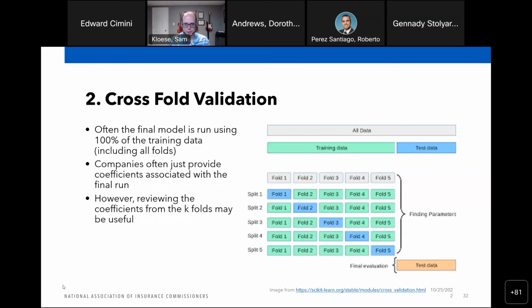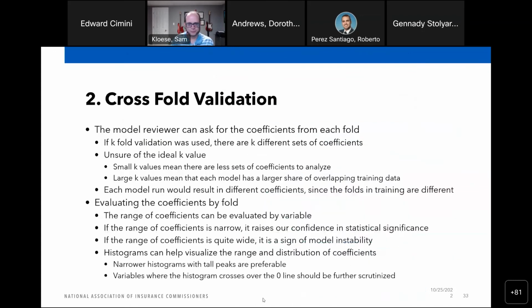So often the final model is run using 100% of the training data, including all folds. And companies often are just providing the coefficients that are associated with the final run. Okay, and then if you go to the next slide, we have an example. Okay, one more slide.